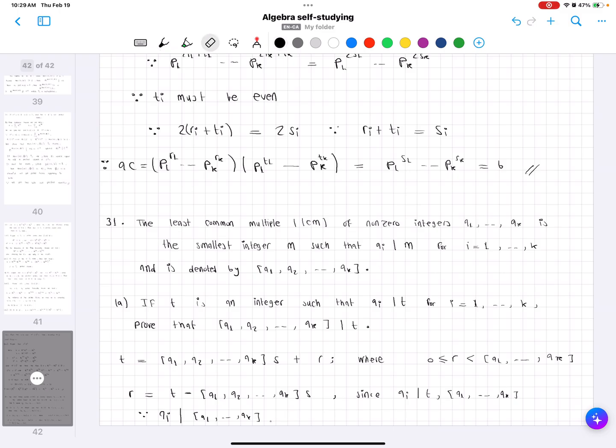So that means, ai also divides t. So in particular, ai divides r, so therefore r is equal to 0 because r is less than the least common multiple. And we're done.